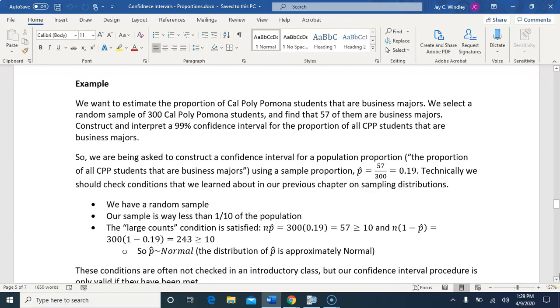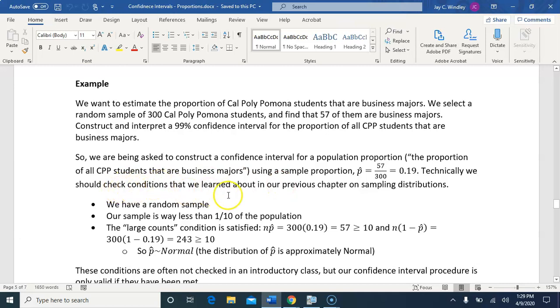So we're being asked to construct a confidence interval for the population proportion, the proportion of all Cal Poly Pomona students that are business majors, using a sample proportion p-hat, which is the 57 out of the 300 we sampled that are business majors. So that's a p-hat of 0.19.